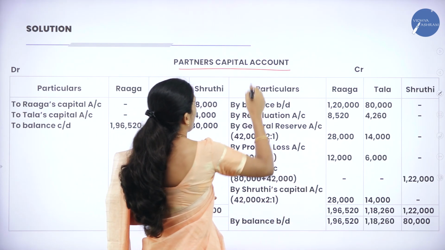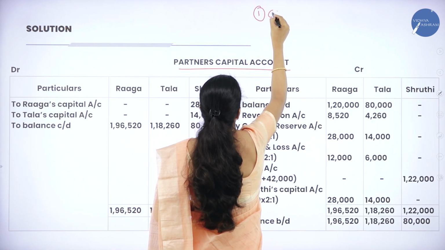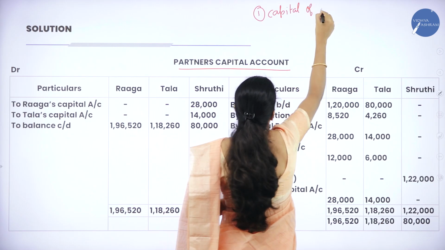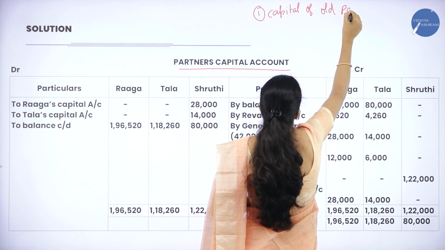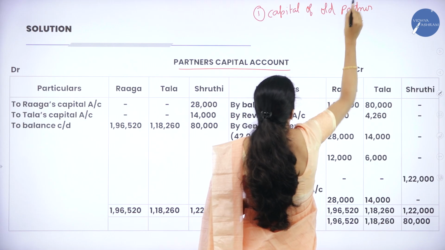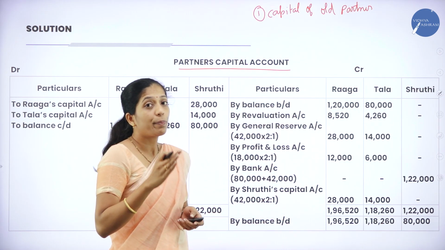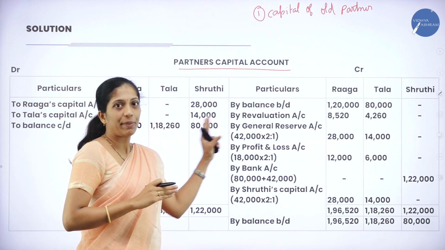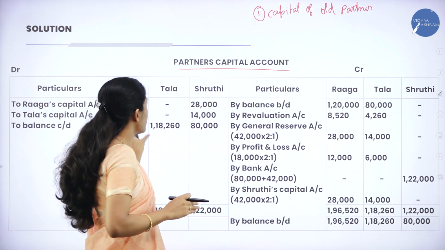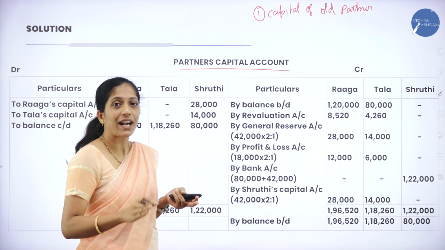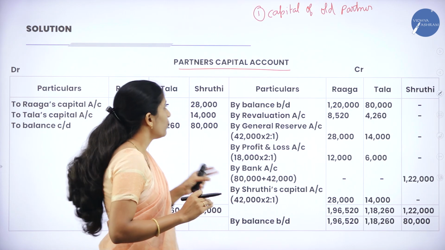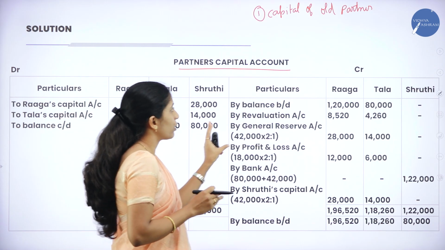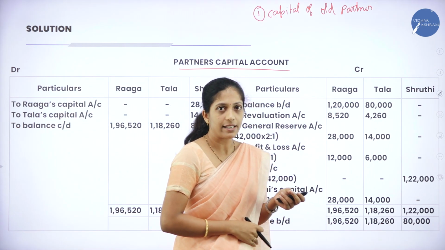The first item you have to remember is to bring the capital of old partners. Now the old partners are Raga and Tala. What is the format here? You'll have a debit and credit side. Under the debit side, particulars, you have to draw a column for each partner including the new partner. Now who are the partners? Raga, Tala and Shruti. In the same way, the credit side also has particulars Raga, Tala and Shruti.